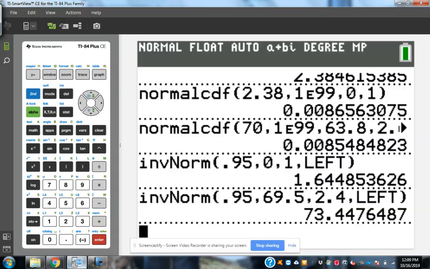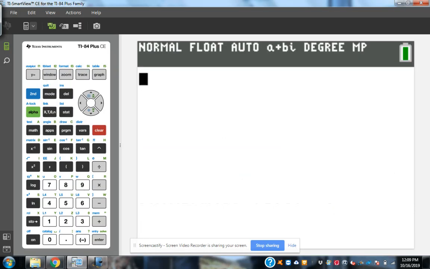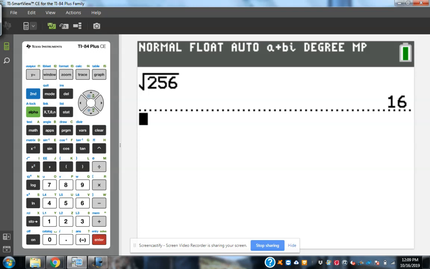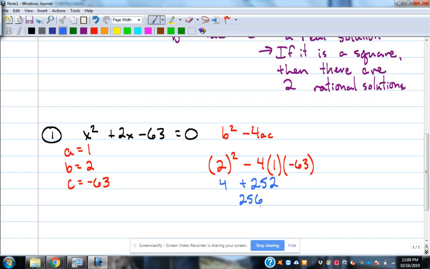Anytime I do the quadratic formula and I get the discriminant, I'm going to check that number, 256. Take the square root of it. If I get a nice clean number back, I know I got a square number. And what does that mean about the solutions that I have? Two rational solutions. So I'm going to write that out. Two rational solutions. That's what it tells me.